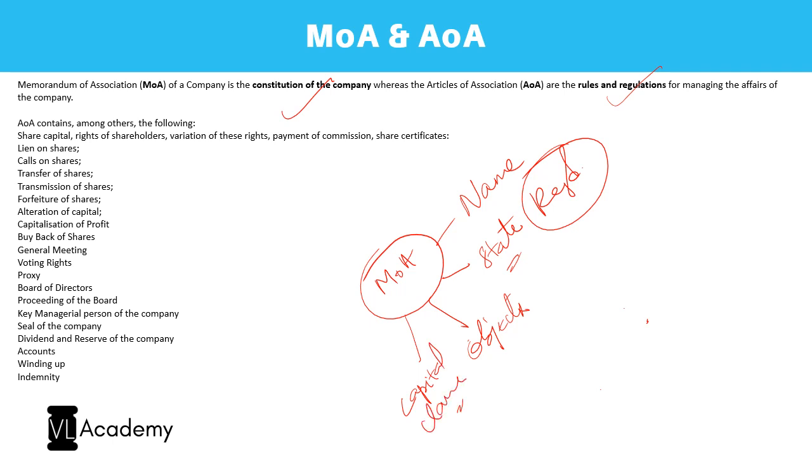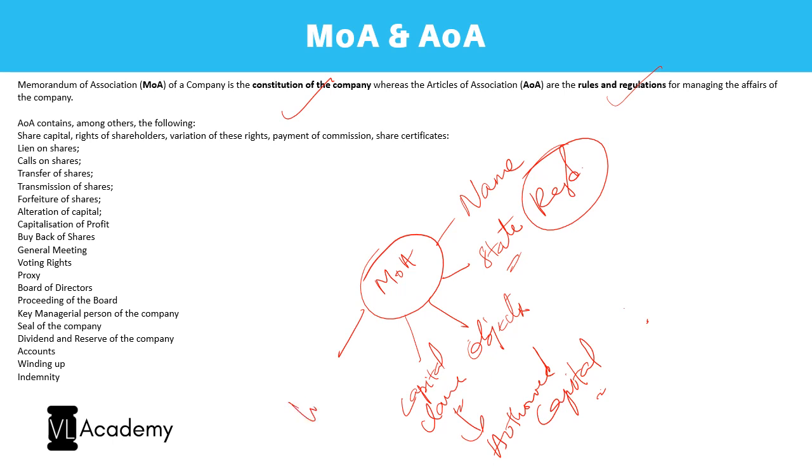So what is this capital clause? The capital clause comprises your authorized capital. So it contains what is the authorized capital of the company. What is the relevance of the authorized capital? You pay stamp duty on the authorized capital, and authorized capital is the upper limit up to which you can raise any equity, or you can allot any shares, right? So that is the relevance of it, and hence the MoA should clearly state the authorized capital.